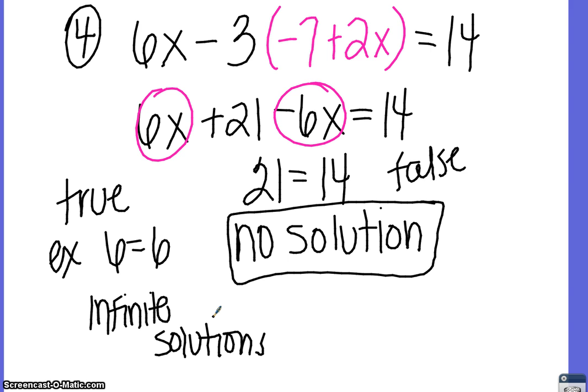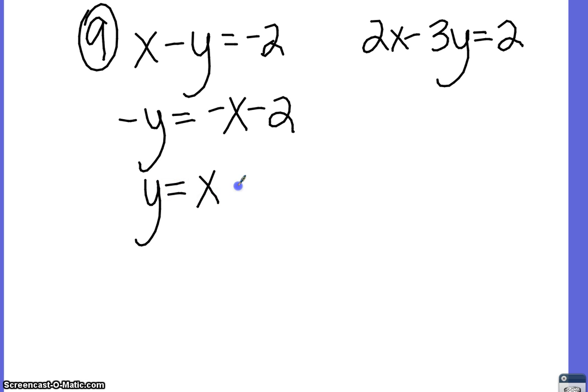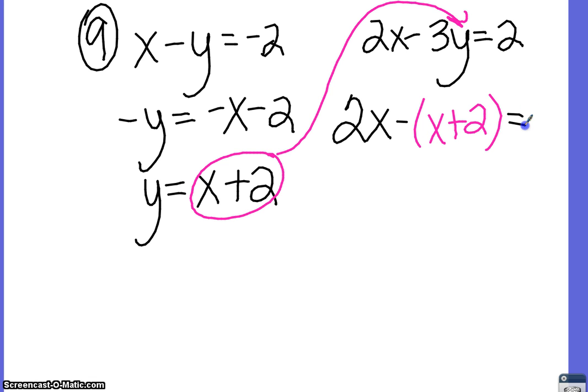Okay, so let's look at question number 9. On question number 9, I have x minus y equals negative 2, and I have 2x minus 3y equals positive 2. So let's solve for y. Here I would have negative y equals negative x minus 2, and when I divide everything by negative, I end up with y equals x plus 2. Again, just like we did on the last example, we're going to take x plus 2 and plug it in for the y in the second equation. So when I rewrite it, I should have 2x minus (x plus 2), and that is still all equal to positive 2.